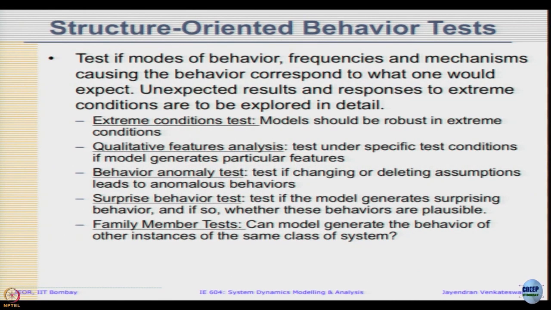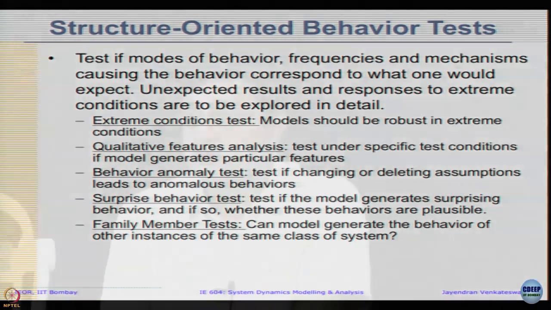The second class is called structure-oriented behavior tests. These test whether the modes of behavior, frequencies, or mechanisms causing the behavior correspond to what one would expect. If you have infectious disease models, then we do expect S-shaped growth there. For new product introduction, we ended up using S-shaped growth because there is a positive feedback, but at a later time a negative feedback starts to dominate, which results in an S-shaped pattern. So the model should actually result in those kinds of expected patterns of behavior.